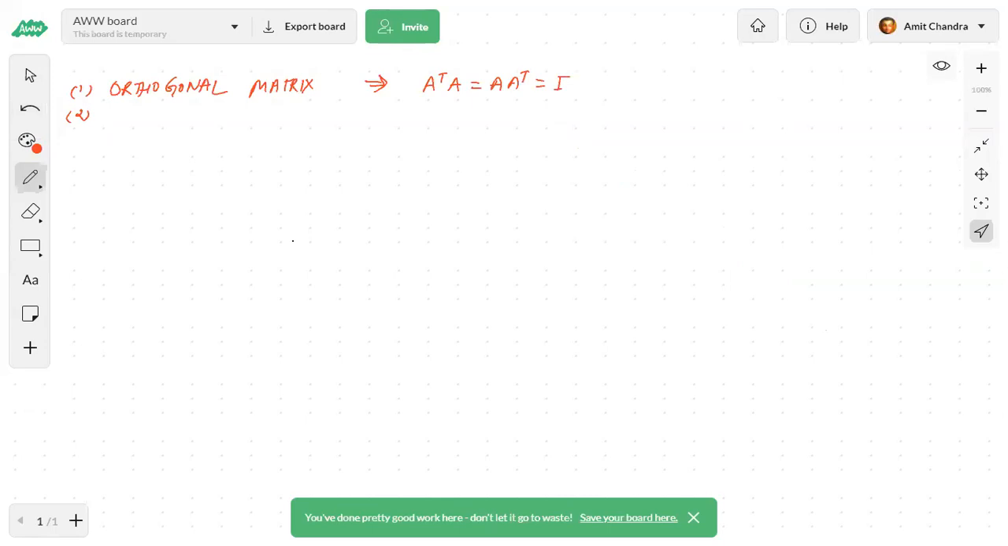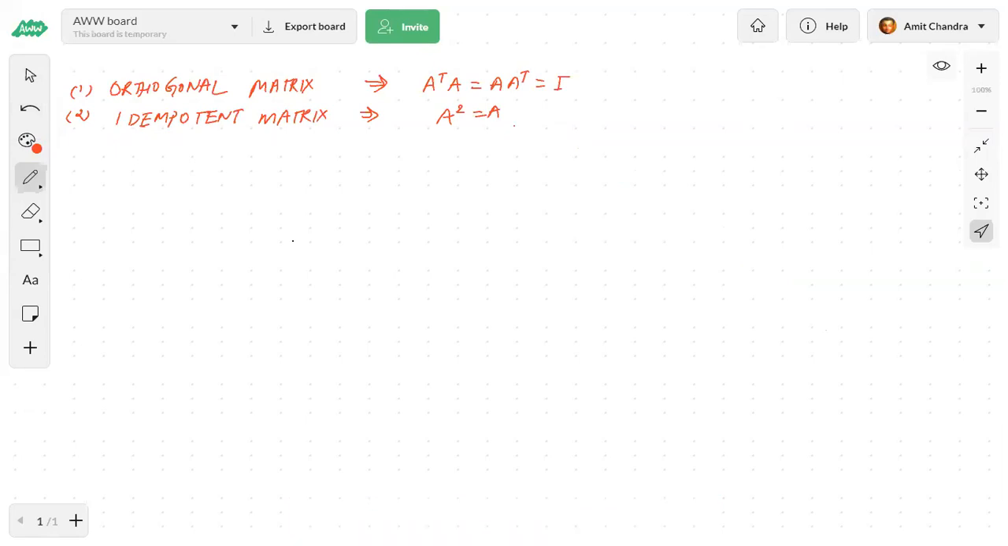Second is the idempotent matrix. This matrix was A square is equal to A. Idempotent matrix was when A square will be equal to A. And in this we have seen that not just A square, any power of A will give you A only.